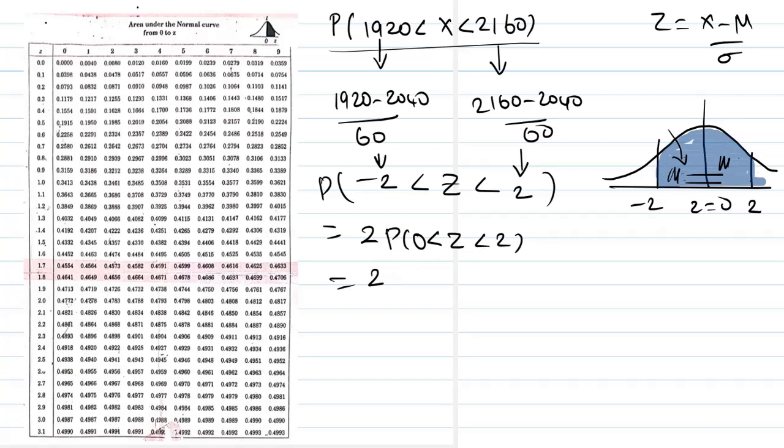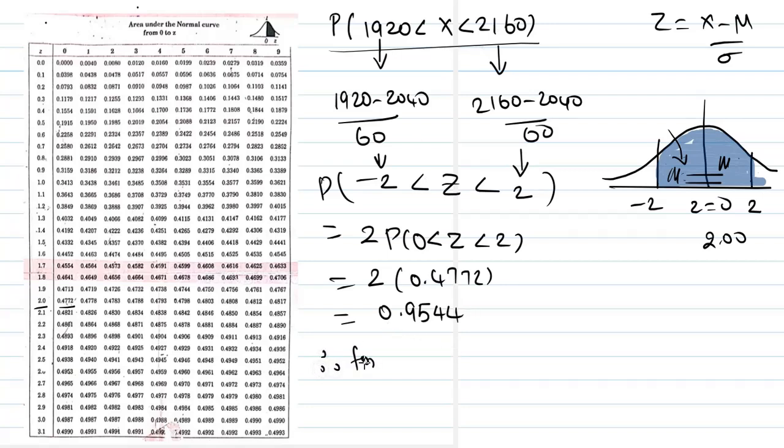So from the table, 2.00. Where is our 2.00? So it is 0.4772. When we multiply by 2, the answer will be 0.9544. So the probability of 1920 to 2160 hours is 0.9544.